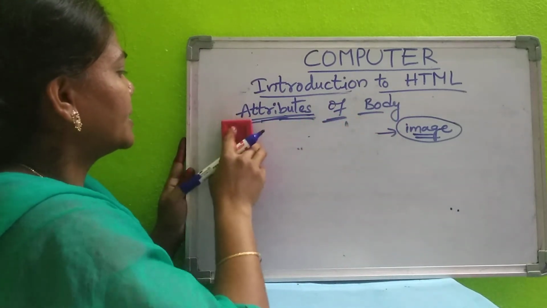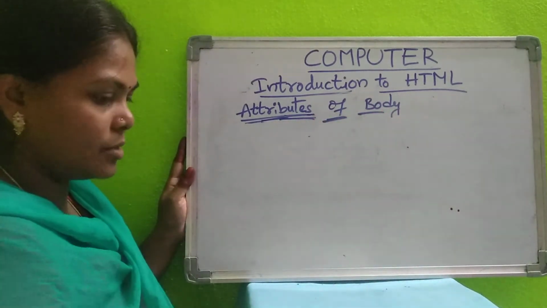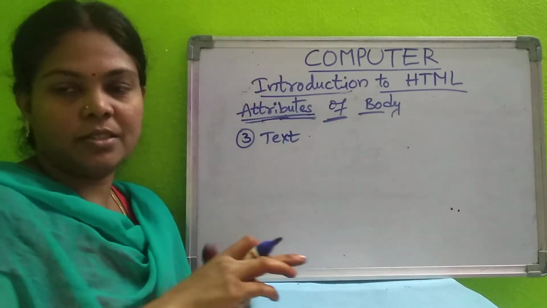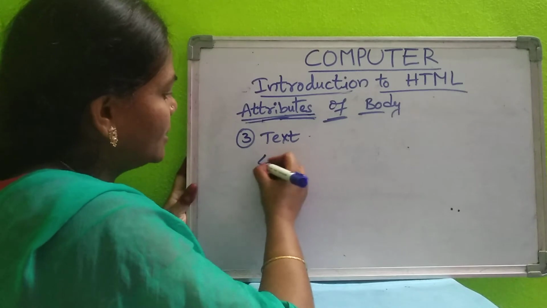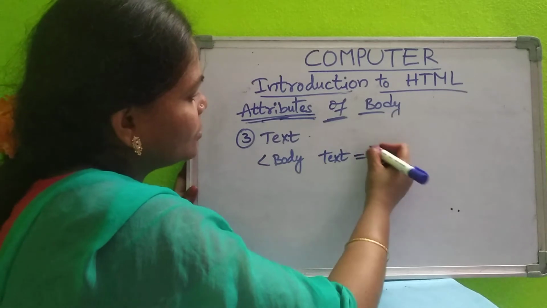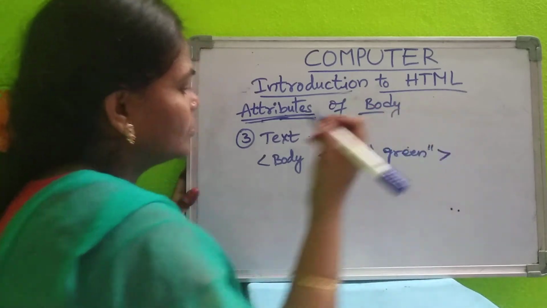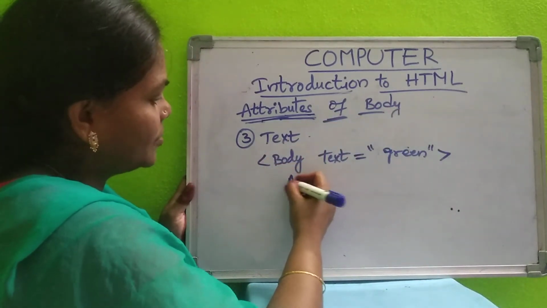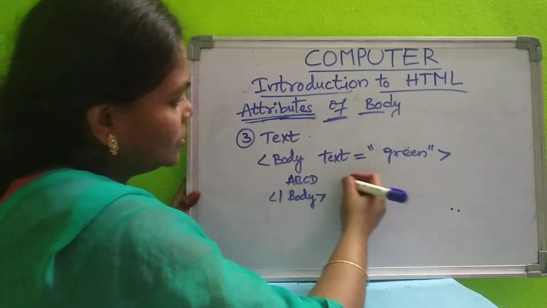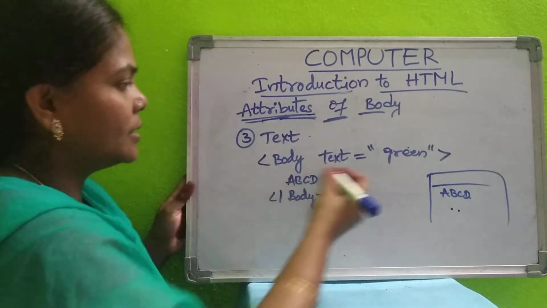Third attribute is text. Text means whatever you are writing in the web page: the font, the letters or numbers. For this text also you can change the color by mentioning it in the body tag. Body text equals to some color, green, and you write some ABCD, some writing, slash body. So this ABCD is displayed in green color.